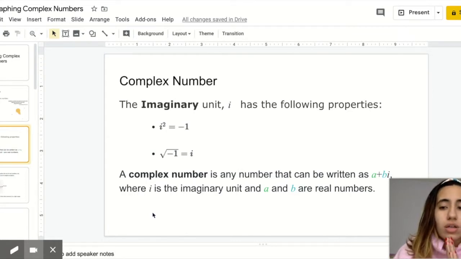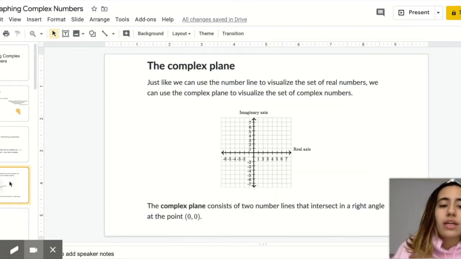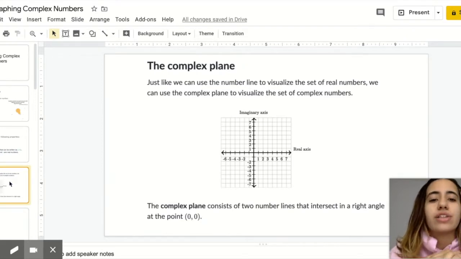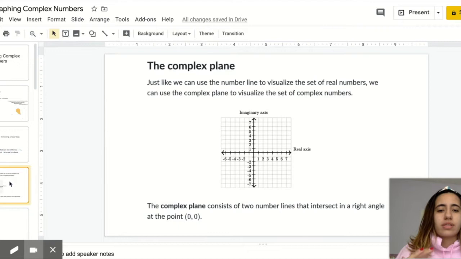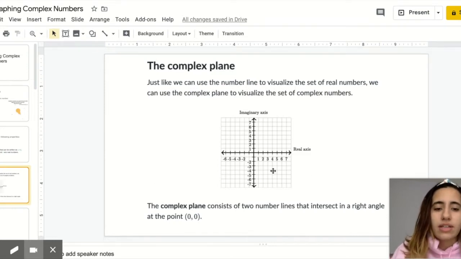So then moving into plotting points on a complex plane. This looks a lot like your Cartesian plane, right? You have your x and y axes, and then you have all the numbers and all the intervals, right? So we can use the complex plane to visualize exactly how complex numbers work. Notice that they intersect at a right angle, just like your regular plane, at 0, 0, at the origin.